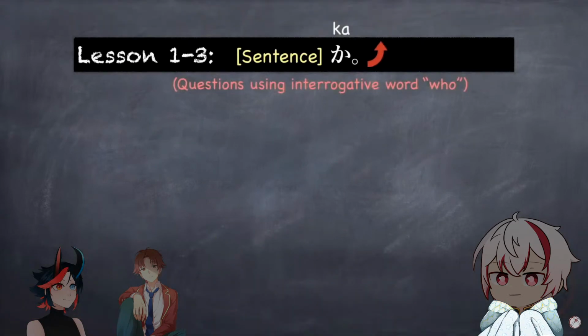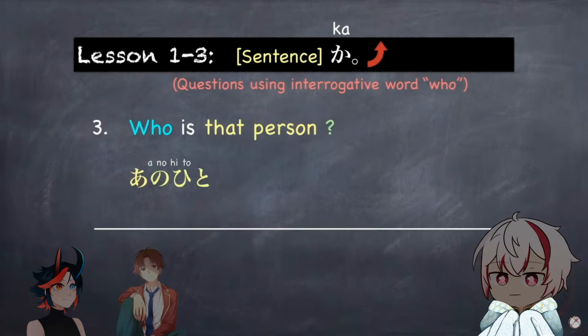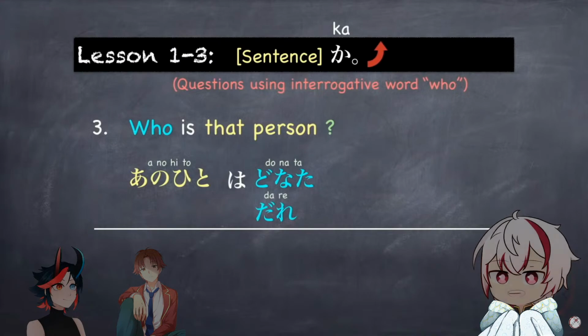Okay, now questions using the interrogative word who. For example, we don't know the name and we want to ask, who is that person? So we use again the N1 wa N2 pattern. In this case, N1 is that person and N2 is who. So ano hito wa? Who in Japanese is donata or dare. Donata is the polite way of saying who, and dare is the normal way of saying who. So you can use either donata or dare. In daily conversation, it's okay to use dare.